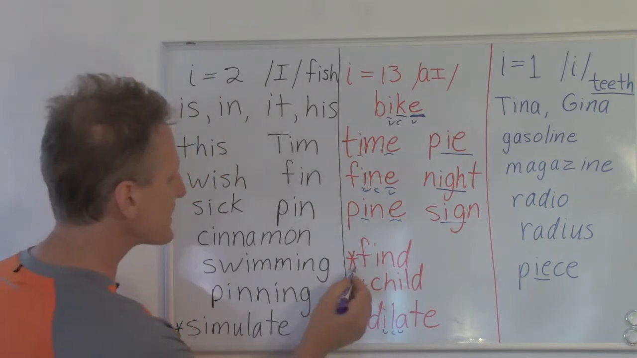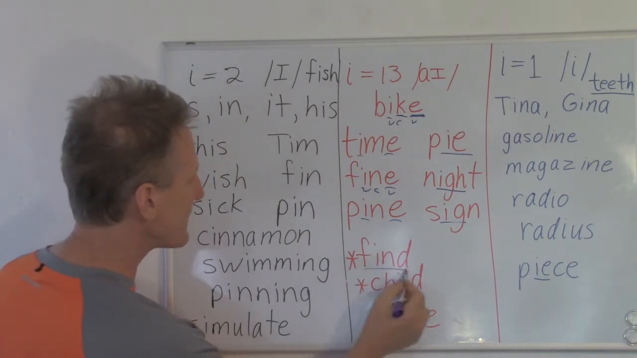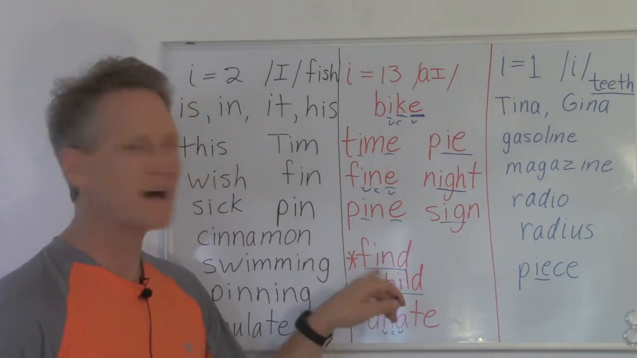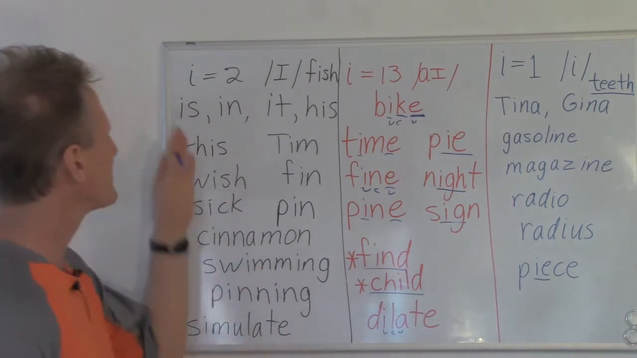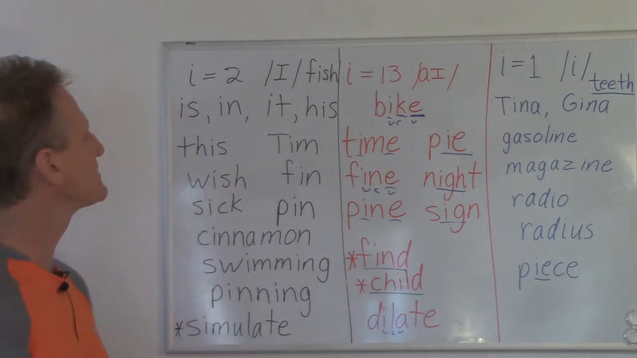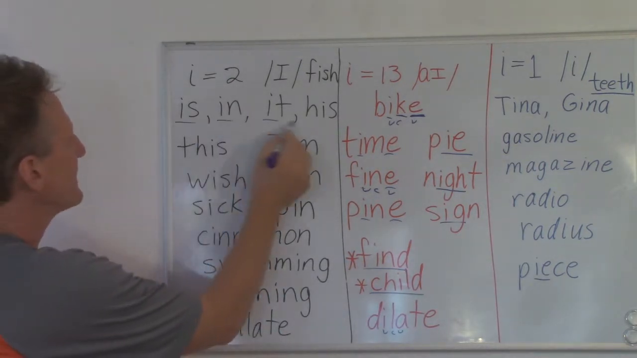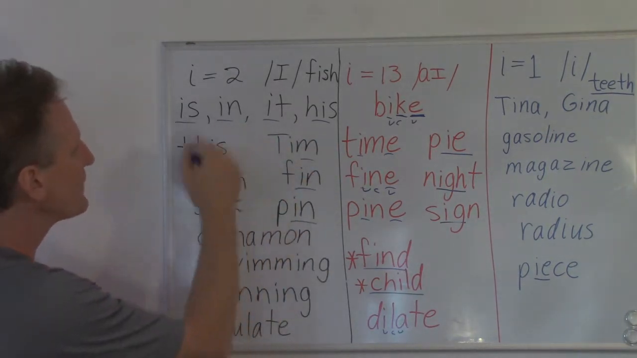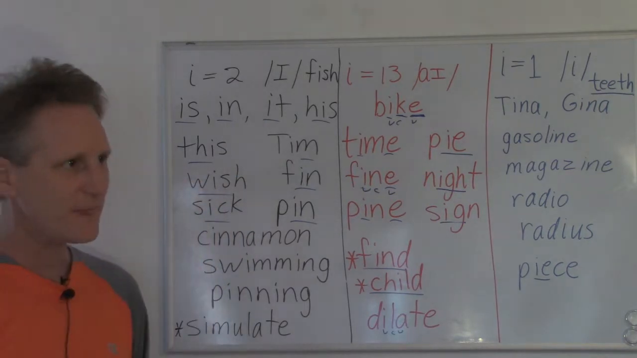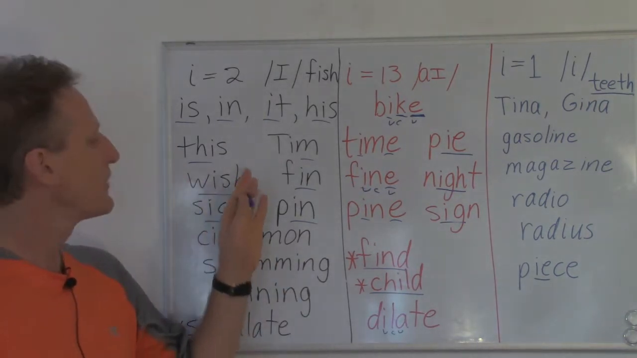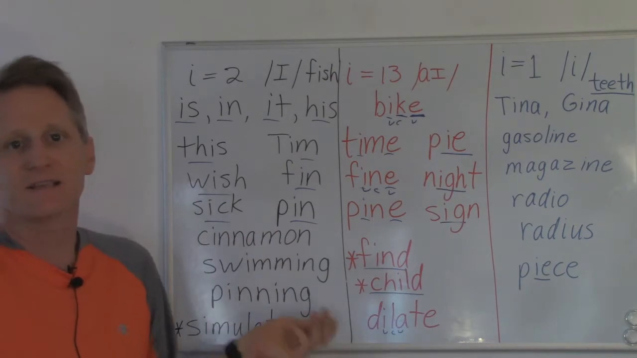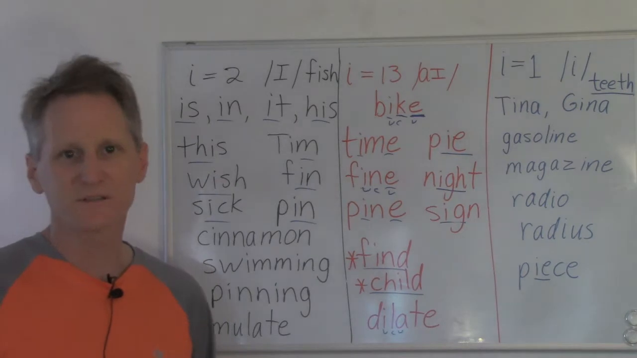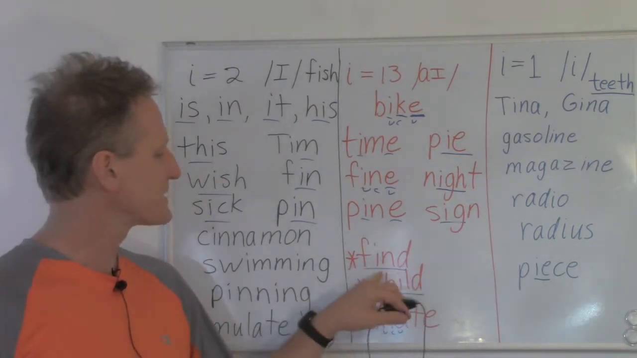Now here, these two are starred because there's nothing going on. All you've got is the I and consonants, and that's unusual because over here, when you have I with consonants, generally it's I. Is, in, it, his, this, Tim, wish, fin, sick, pin. All of these are simple one-syllable words with just one vowel, the I, and it's I. So this, find and child, are exceptional to some extent. And you've got a few words like this.